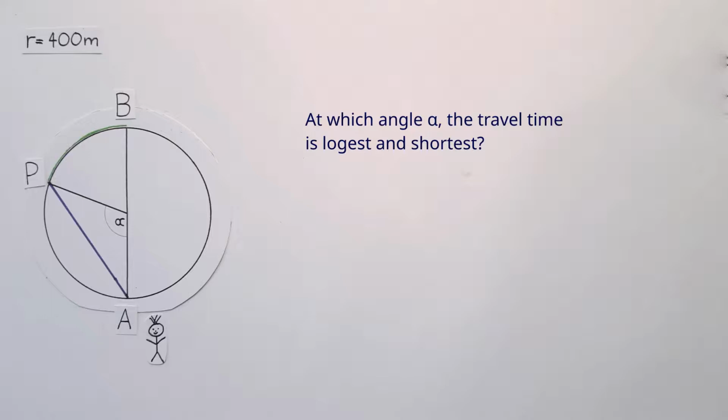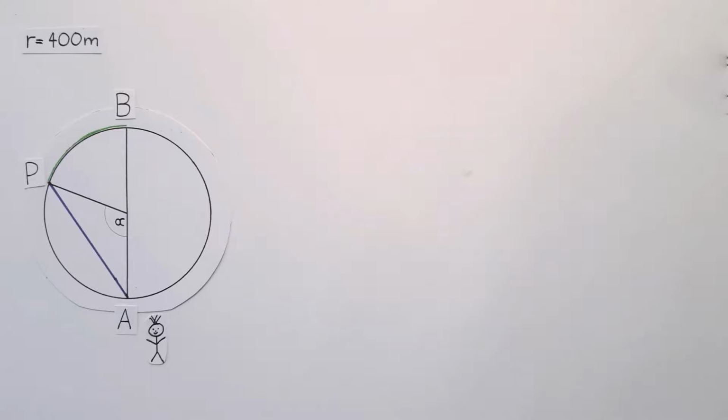Alpha describes the angle from A to the midpoint to P. So the distance we want to swim. The distance which we are going to walk is described by pi minus alpha. This is because in radians pi equals 180 degrees.